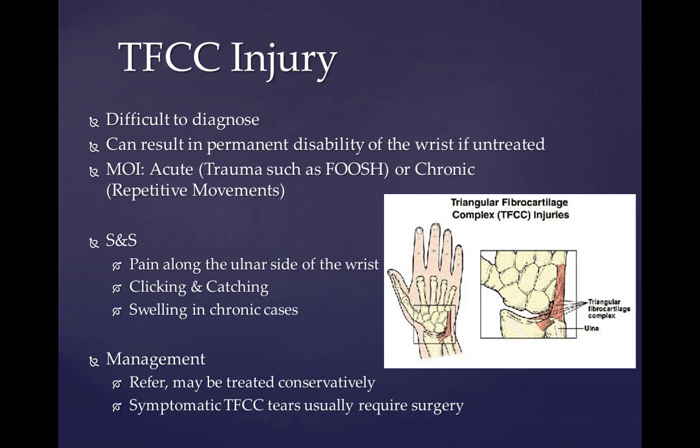Perforations and defects in the TFCC are not all traumatic. There is an age-related correlation with lesions in the TFCC, but many of these defects are asymptomatic, which means the patient doesn't experience symptoms. These lesions commonly occur in patients with positive ulnar variants.